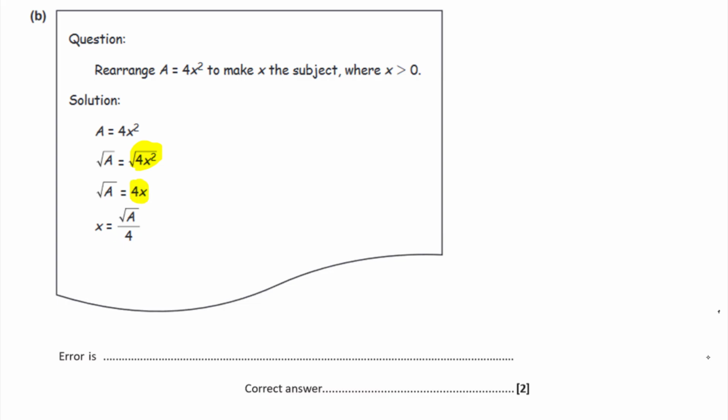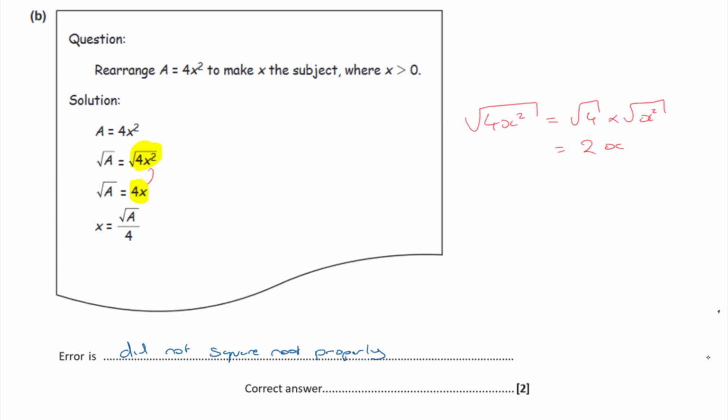This is the error here, when we move from here to here. This is where we went wrong, because they've square rooted x squared to get x, but they haven't square rooted the 4. If you think about it, the root of 4x squared, you could break into the root of 4 times the root of x squared, and the root of 4 is 2, and the root of x squared is x. So you should have got 2x there. So that's where the error went wrong. To describe that in words, the error is they did not square root properly.